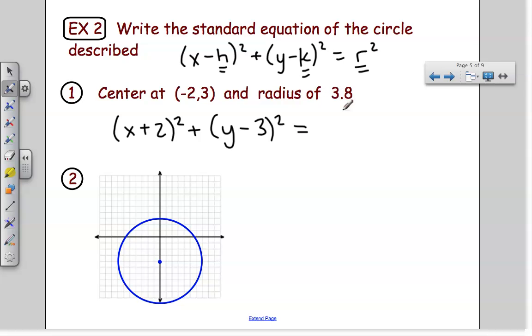Oh, okay, so the radius was 3.8. So you actually have to do 3.8 squared. I'm going on the calculator here. I don't know that one off the top of my head, but I get 14.44. Okay, so I made sure I did the radius squared. With the center of the x, it was negative, so it was minus, negative turned to plus. And the y of the center was just 3, so it was y minus 3 squared. There is the standard equation of that circle.